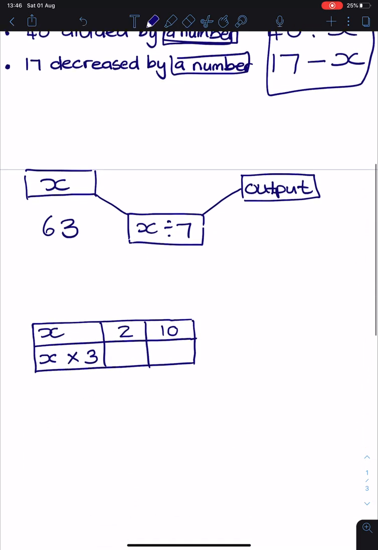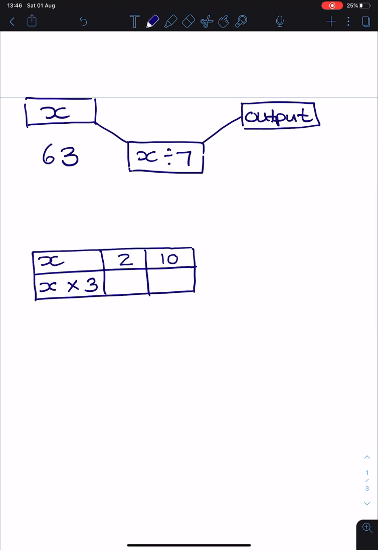Let's look at how else algebra looks. My first column is my x column, and I want to work out the output. So, if x is 63, and this is my rule, I will replace the x with the 63. So it will be 63 divided by 7, which is 9. Let's look at the next block.